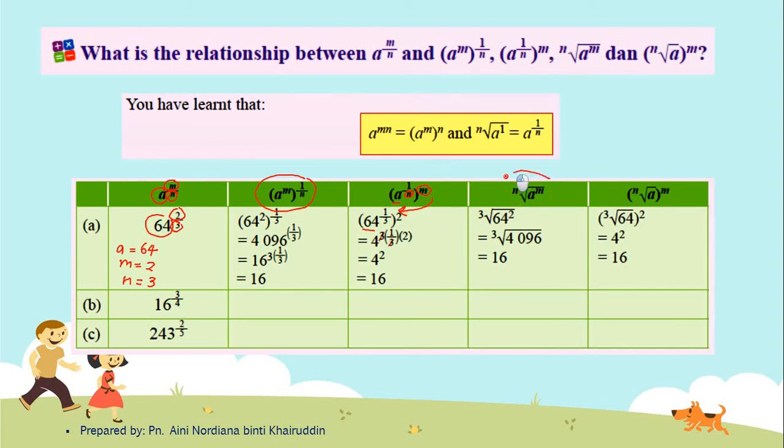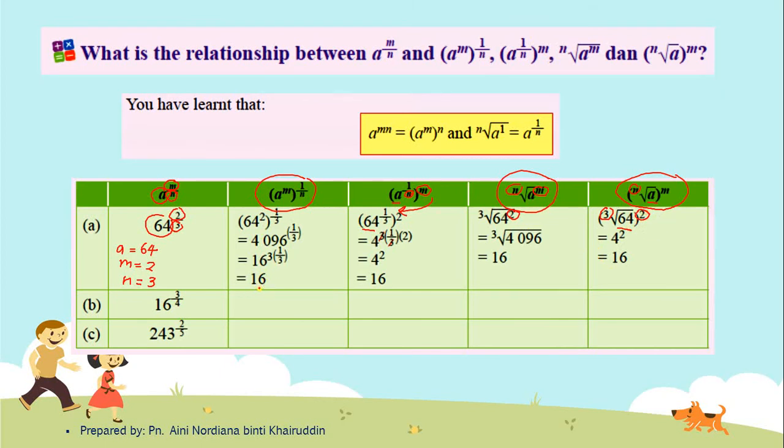For this form, n root is 3, so cube root of 64, m here is 2, so you just put 2 here. Okay, for this form, first bracket and substitute with 3, a is 64, m is 2.